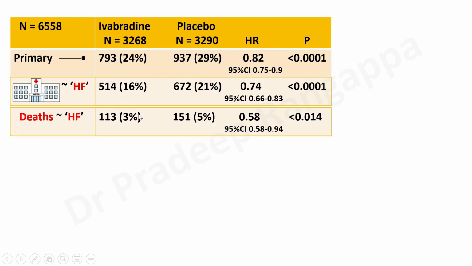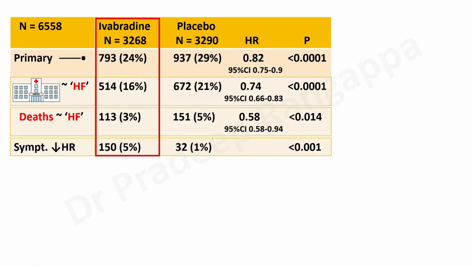And the deaths due to heart failure also, as you see, were significantly less in the Ivabradine group as compared to the placebo group. So this raised a lot of enthusiasm with the usage of Ivabradine in heart failure. But then the subsequent studies did not maintain this enthusiasm. So we'll look into it. And the symptomatic bradycardia, as you see, was more in Ivabradine, 5% as compared to the placebo group, which was 1%, which is expected because Ivabradine predominantly acts by causing bradycardia or lessening the heart rate. So here, then they did a subgroup analysis.